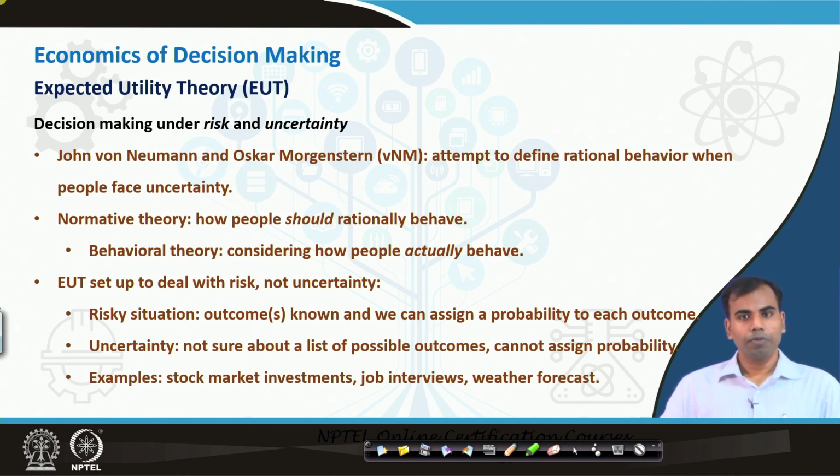Now, the V&M framework of expected utility theory is essentially a theory of decision making under risk, not uncertainty, which means you have to have certain possible outcomes and you should be able to assign probabilities to those outcomes in order to make a decision. Let me try to explain this particular expected utility theory in the context of the V&M framework with the help of a simple example.